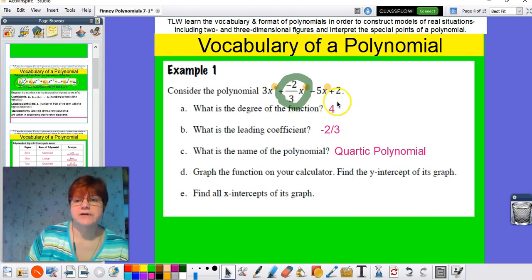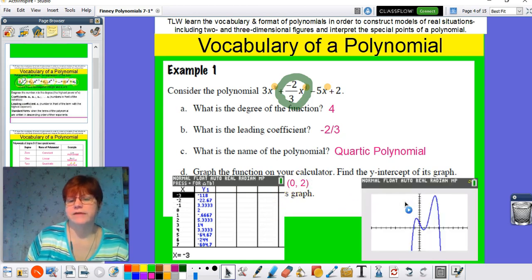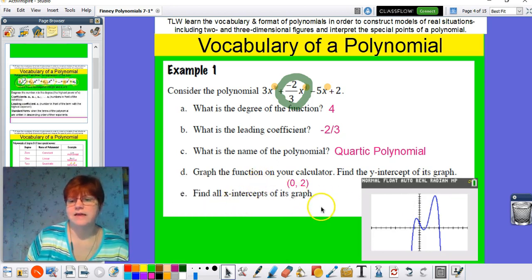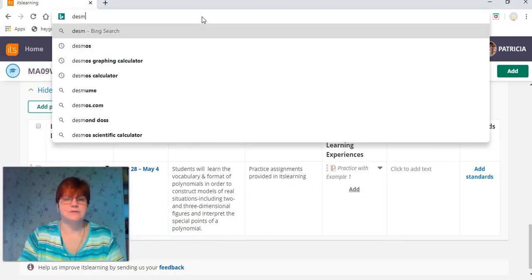Now it says to graph the function on your calculator and find the y-intercepts. Well, we don't have to graph it to find the y-intercept, because the y-intercept always occurs when x equals 0. So if the x's were all 0, our y-intercept would just be 2. So our y-intercept is 2. Then it says to graph this and find all of the x-intercepts. Well, when I graph this, I've got my picture of it on my calculator here, but I can't really see my calculator. So let me go to Desmos.